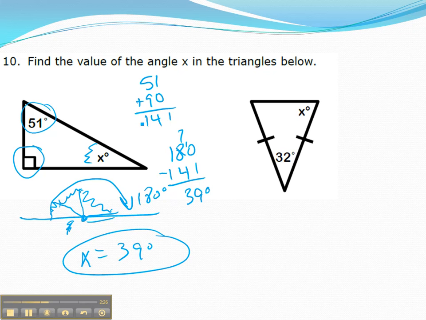And let's just check our work. Let's add 39 to this 141 and make sure that equals 180. 1 and 9 is 10, carry the 1. 1 and 4 is 5, and 3 is 8. Yes, 180, that checks out.